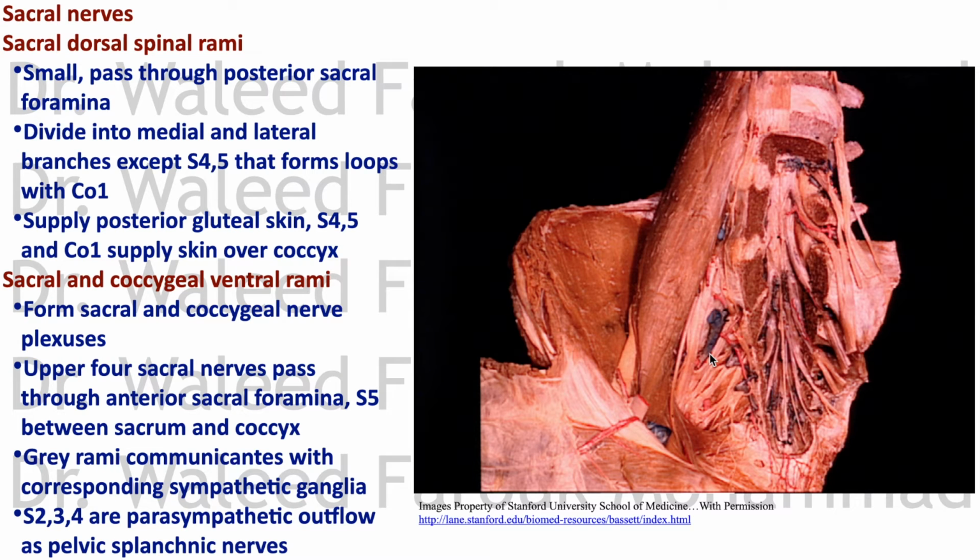Remember this. And of course, like any spinal nerve, it has gray rami communicantes with corresponding sympathetic ganglia, and the parasympathetic outflow is through S2, 3, and 4. They are called the pelvic splanchnic nerves. Okay? So here we can see the sacral nerves, the ventral rami, passing through the anterior sacral foramina, forming the sacral plexus. And remember that the parasympathetic outflow is through S2, 3, and 4.